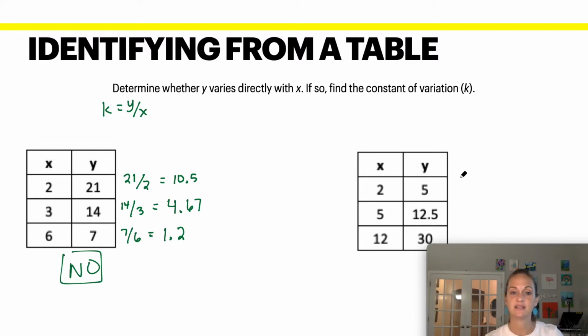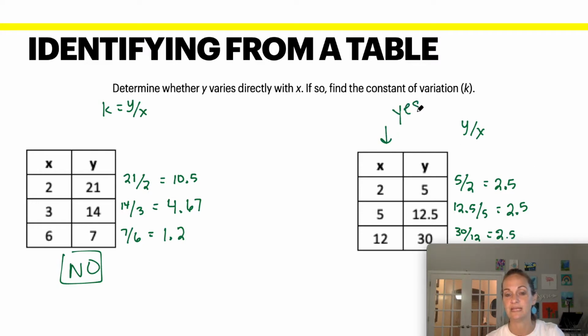In this case, if you were to divide y by x, you would get 5 divided by 2, which is 2.5. Here, 12.5 divided by 5 would also get you 2.5. And 30 divided by 12 also would give you 2.5. So the answer to this would be yes, it is a direct variation.